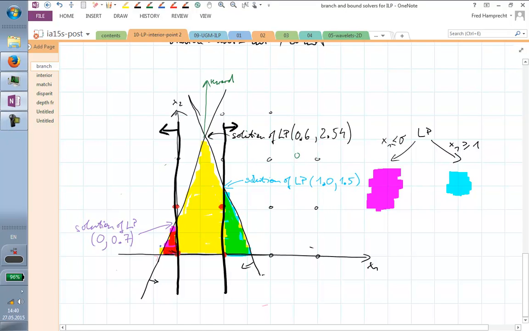Now, let's see which of the two should we first explore? Remember that I can compute a reward for either of these, and the reward of the turquoise solution is going to be higher than the reward of the purple solution. Okay, so I'm going to first branch on the turquoise solution.